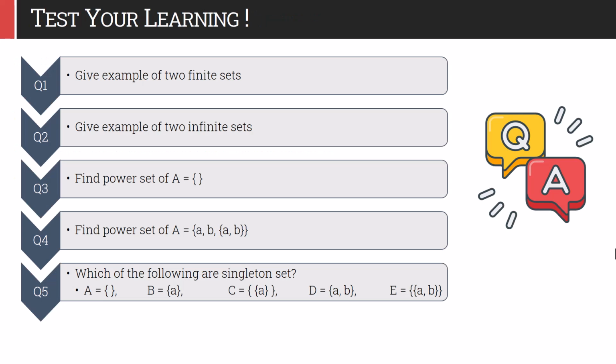And here comes testing of your learning. Please post your answers in the comment box. The first question for you is, give an example of 2 finite sets. Any 2 finite sets you have to write down in the answer. Next question is, give an example of any 2 infinite sets. Question 3 is, find the power set of A equal to null. Next question, find the power set of set A equal to A, comma B, comma AB. And the last question is, which of the following are singleton sets? So from A, B, C, D, E, you have to mention which one is the singleton set.